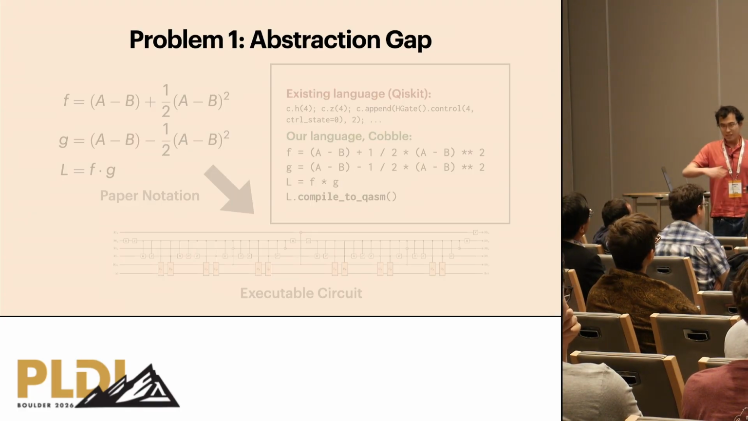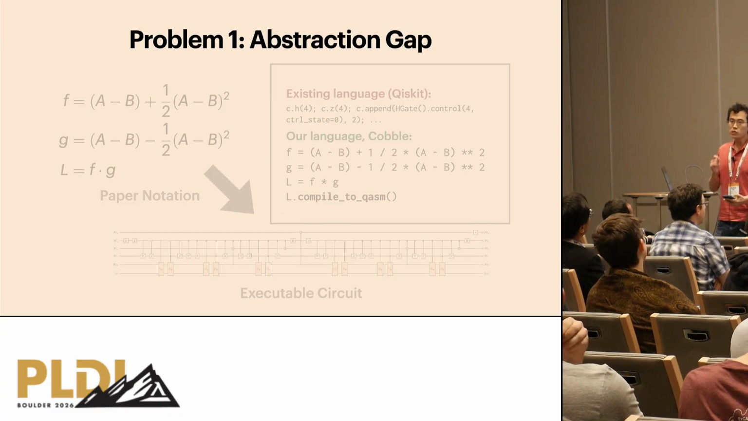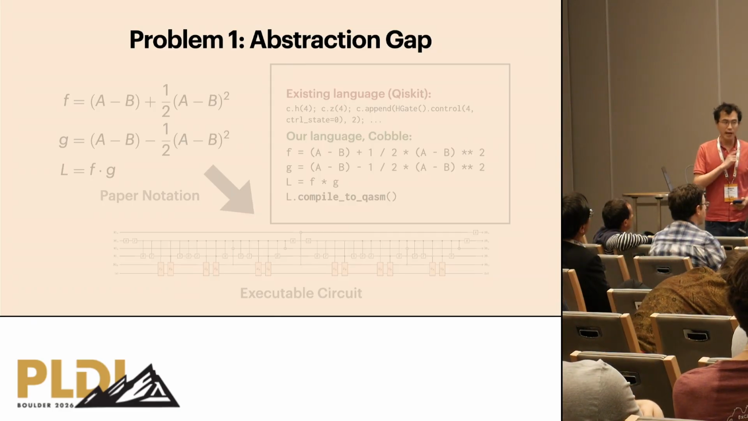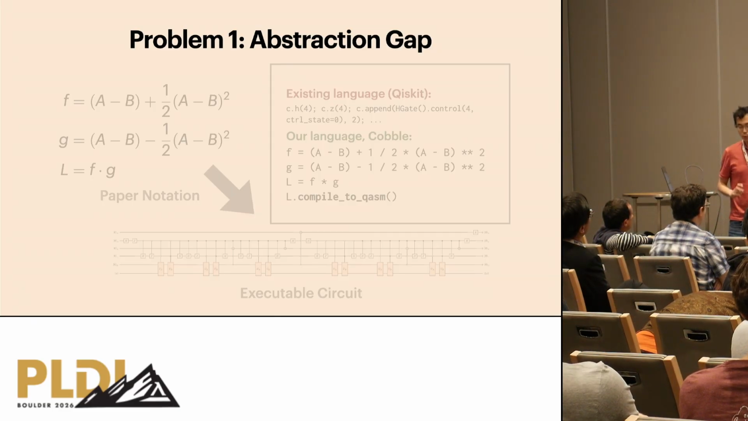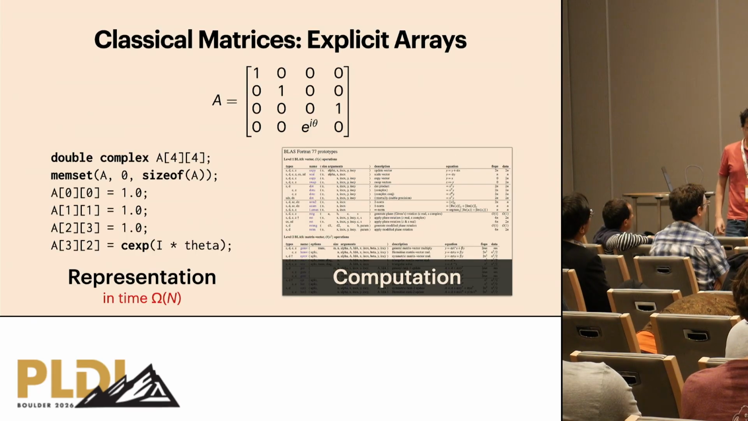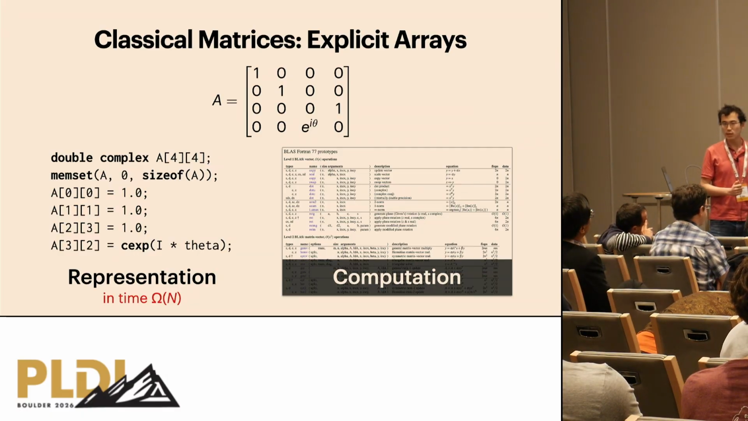So that was a lightning-fast introduction to quantum computing. I want to move on to talk about some of the research contributions here and start by covering how we build a language to close this abstraction gap. So what makes representing matrices hard on a quantum computer? Well, how do we even represent matrices on a classical computer?